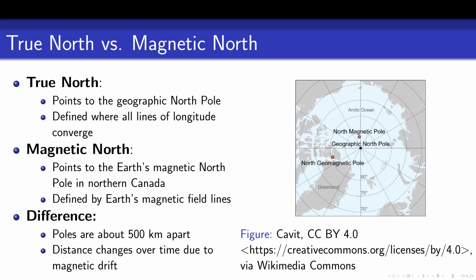It's important to distinguish between true north and magnetic north. True north refers to the geographic North Pole, where all longitude lines converge. Magnetic north, however, is based on the Earth's magnetic field and currently lies in northern Canada. The difference between these two poles can vary by hundreds of kilometers and changes over time.